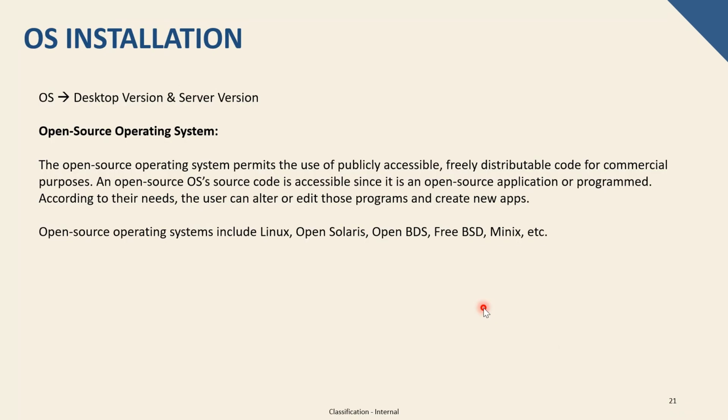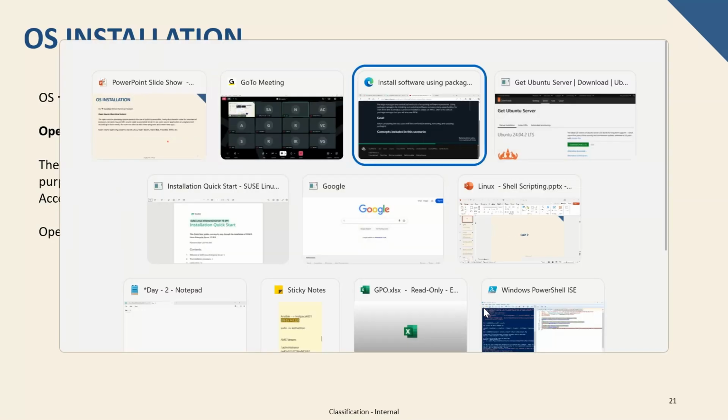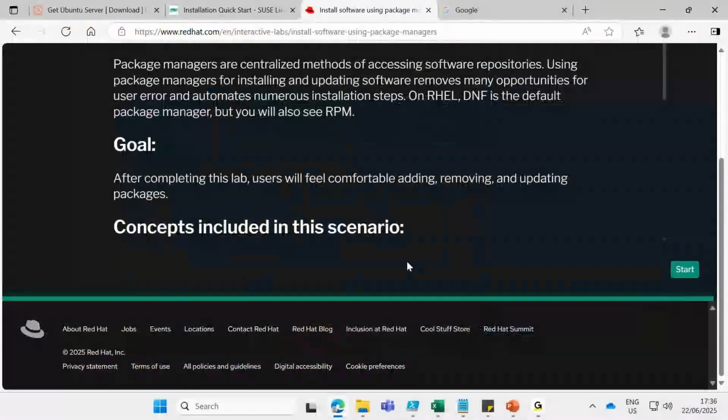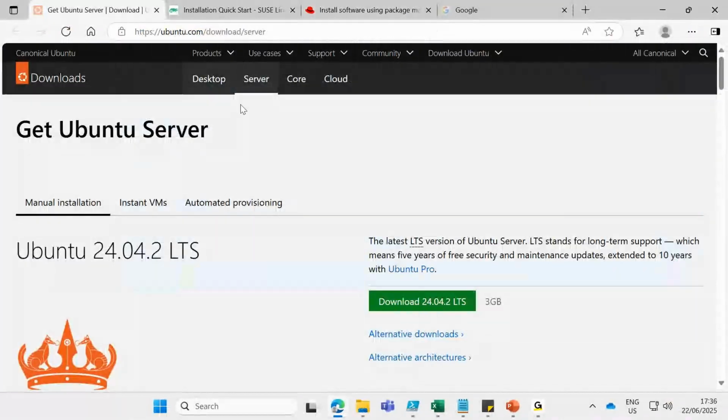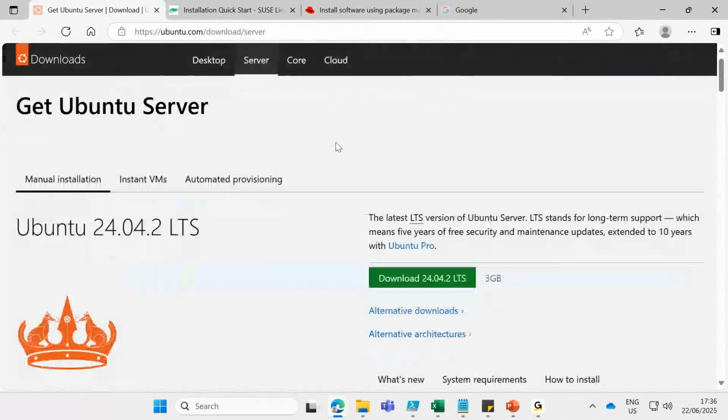So we can use open source. The code is already available. The source code is already available on the portal, so you can download from the portal and install the OS. The documentation and all is already there. For example, if you want to install Ubuntu, you can directly go and check the Ubuntu website, and under the downloads page you can download the version.